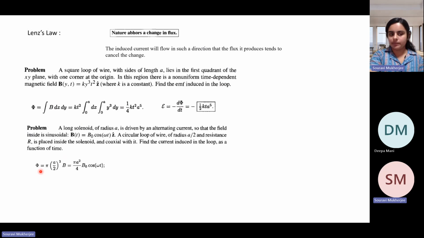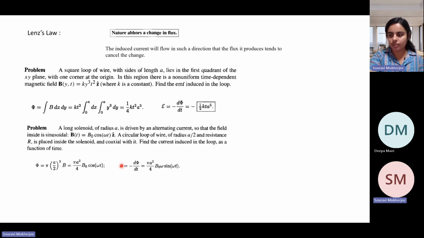So if you do the integration, what do you get? This is your phi, right? Pi r squared into B, and B is changing with time. Now, if this is phi, how do you find EMF? EMF is given as minus d phi by dt again, right? And it also has a time dependence. So now this is your EMF.